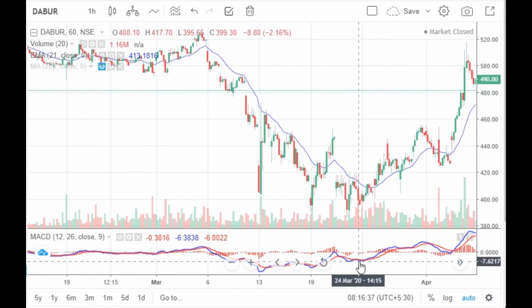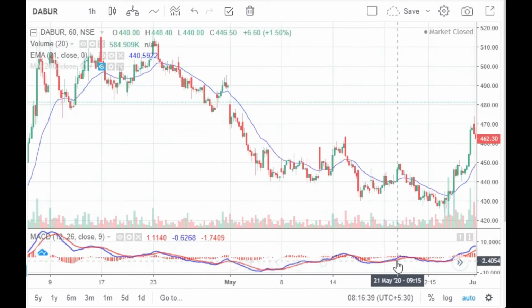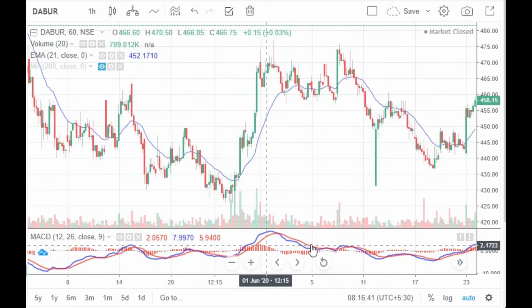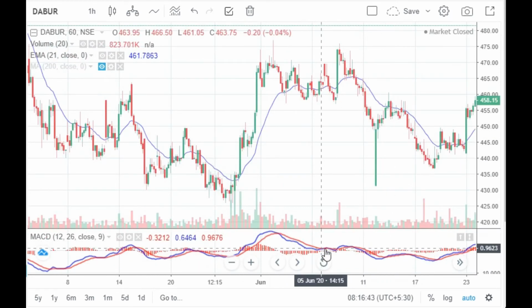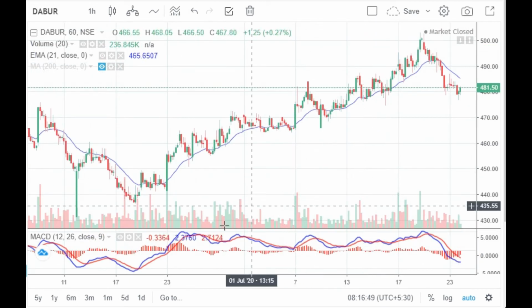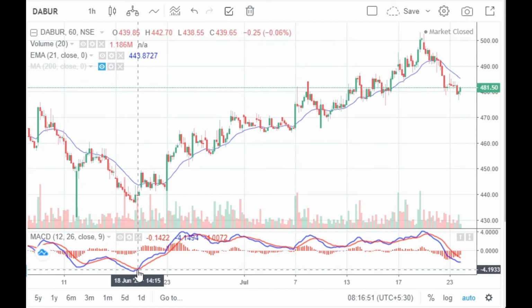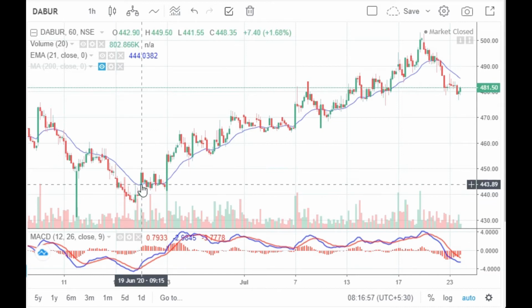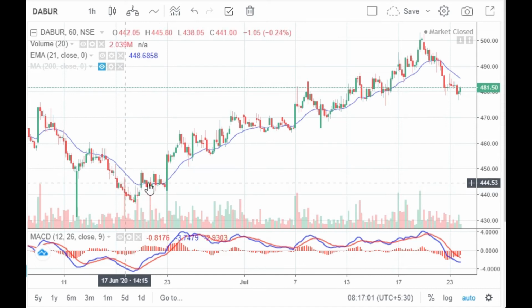And always look for an MACD crossover from the bottom. If you look for an MACD crossover somewhere in between, it may not work. It might work for the short term, but not for a full swing. So for a full swing, you'll have to wait for a bottom crossover in the MACD and the same direction of the stock.